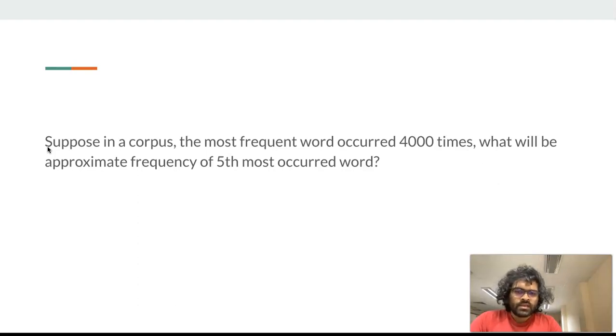Now my question is, can you approximate? It is not possible to give a deterministic answer here, but you can approximate the frequency of the fifth most occurred word. So just give me an approximate number for that, and I hope you know what type of formula you need to use for this kind of question. I'm giving you 2-3 minutes, and then do it.